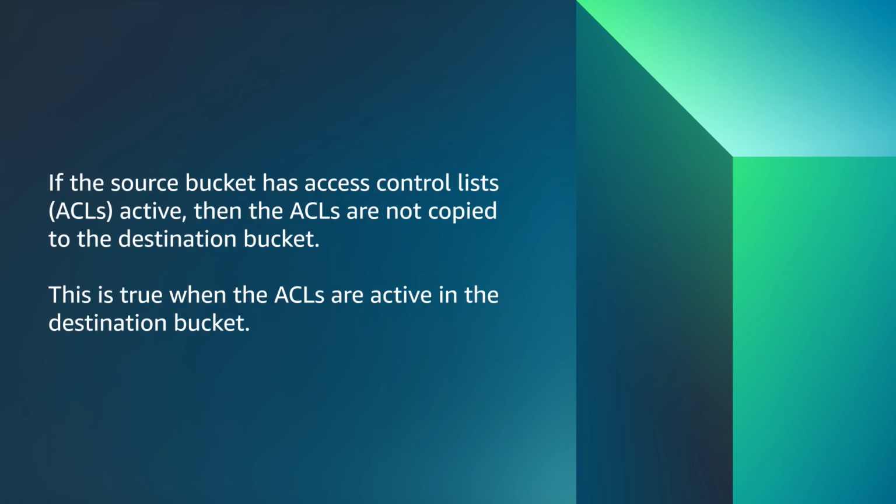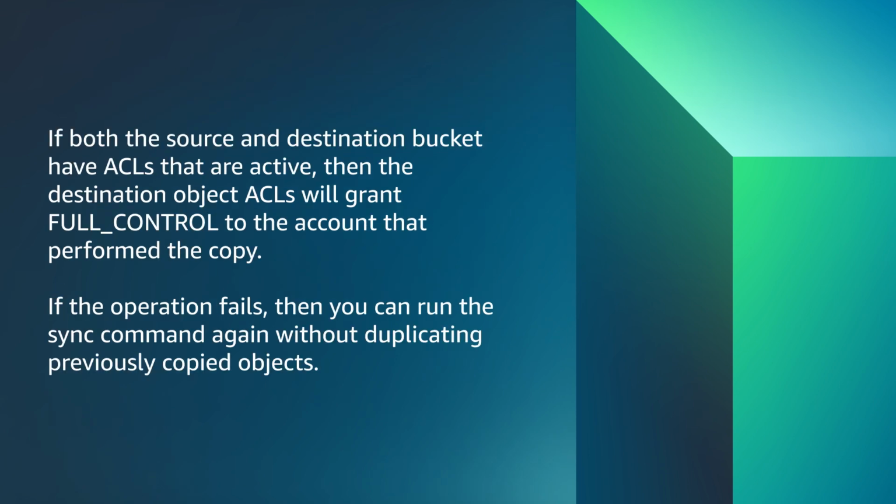If the source bucket has access control lists active, then the ACLs are not copied to the destination bucket. This is true when the ACLs are active in the destination bucket. If both the source and the destination bucket have ACLs that are active, then the destination object's ACLs will grant full control to the account that performed the copy. If the operation fails, then you can run the sync command again without duplicating previously copied objects.